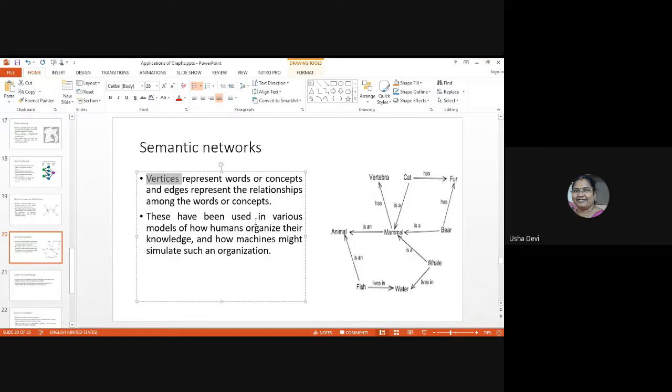So these graphs are used in various models of how humans organize their knowledge, as well as how machines might simulate that organization, so that you can reflect it. And then, this is another kind of application.